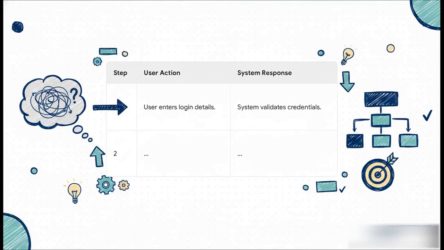And we usually write this plot out in a really simple step-by-step table like this one. It's basically a conversation, a clear back and forth. The user does something, the system responds. This simple structure makes it so easy for anybody on the team to follow along.